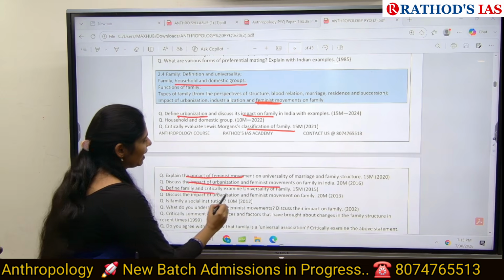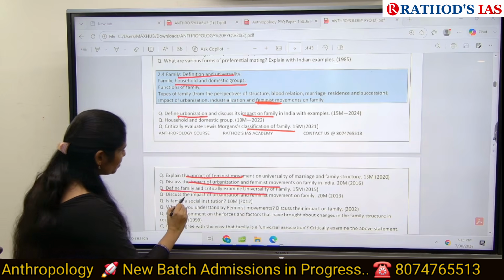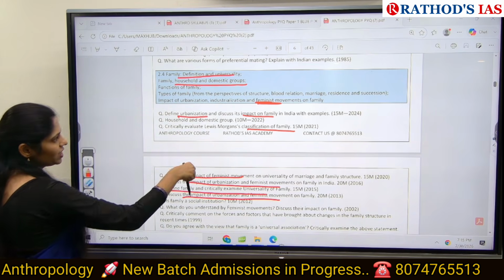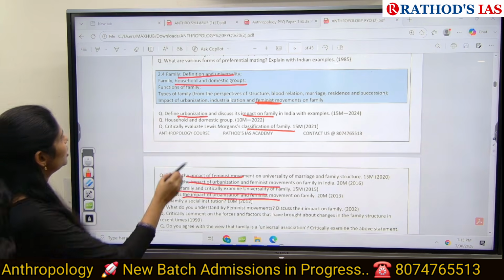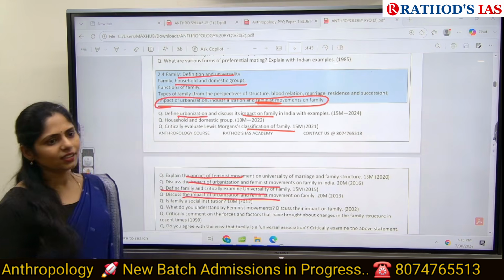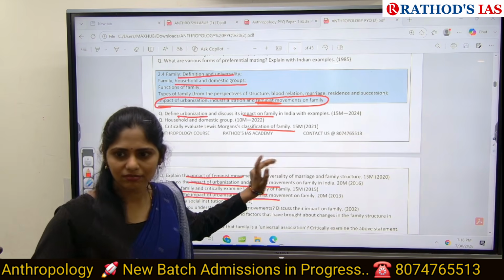Next one is define family and universality of family. It is there in your syllabus. And next one is impact of urbanization and feminist movement. So after seeing these PYQs, you have to give priority to the important topics first. And are there any questions out of the syllabus? I'll show you one more.